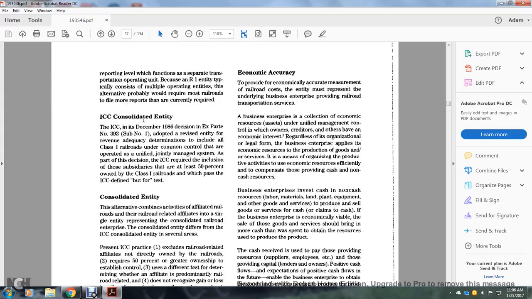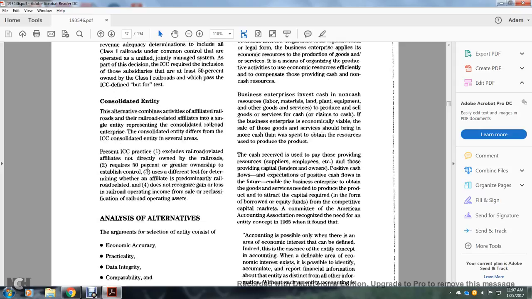Or the Interstate Commerce Commission consolidated entity. In December 1986, Ex Parte No. 393 (Sub-No. 1) adopted the revised entity for revenue adequacy determination, including Class 1 railroads under common control. They operated with a unified, jointly managed system. As part of the decision, the Interstate Commerce Commission required the inclusion of subsidiaries that are at least 50% owned by the Class 1 railroads, which passed the Interstate Commerce Commission's test.